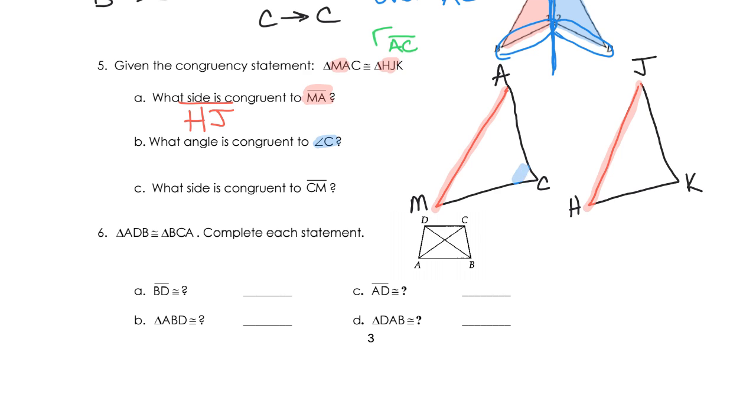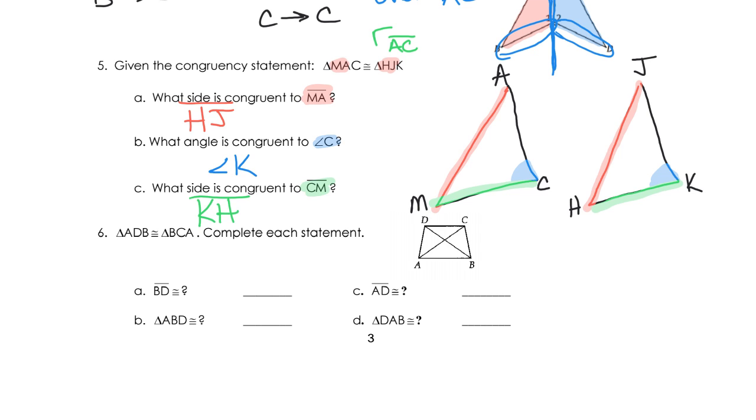Well, angle C, guys, is right here, okay? And that's in the same location as angle K. All right, so we're going to go ahead and say that angle C is congruent or matches angle K. All right, part C, guys, says what side is congruent to CM? C to M is that line segment, so C matches with K, and M matches with H, so CM matches KH. All right, and that one's finished.